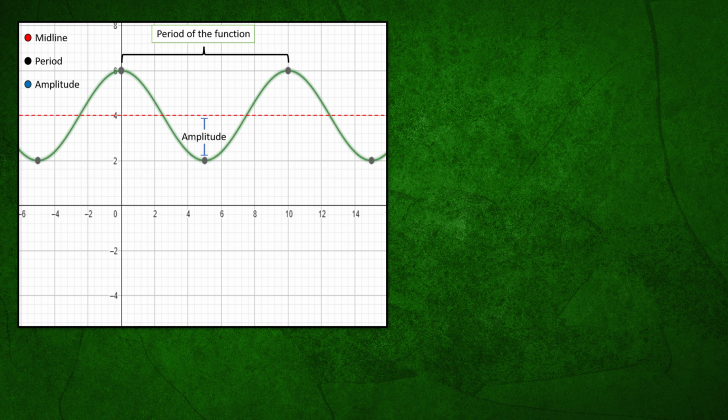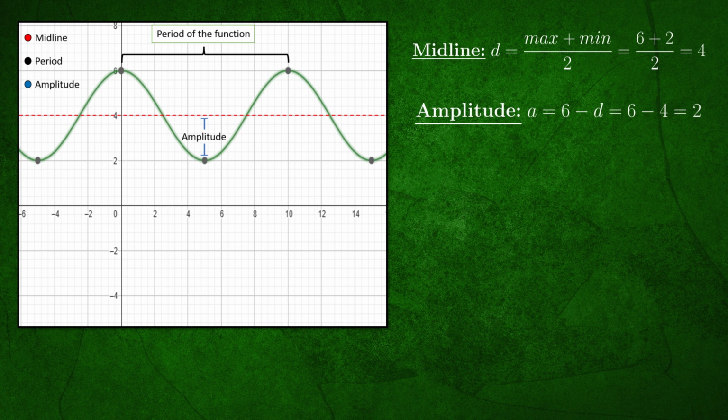Let us start with the midline. We get the midline by taking the average between the maxima and the minima of that sinusoidal function. Now, the maxima is 6 and the minima is 2. Thus, the midline is equal to 4. Now, the distance between the midline and either the maxima or the minima is 2. Thus, the amplitude a is equal to 2.